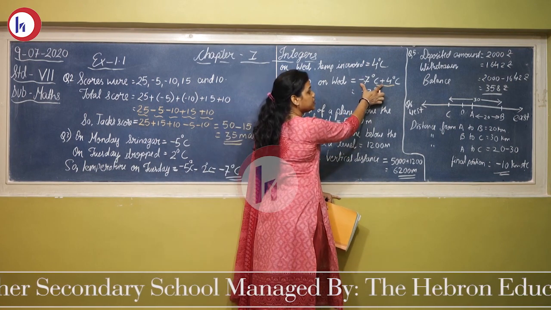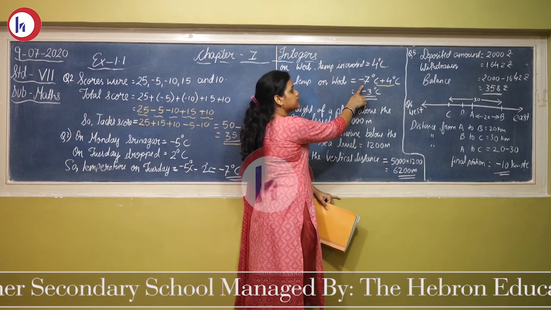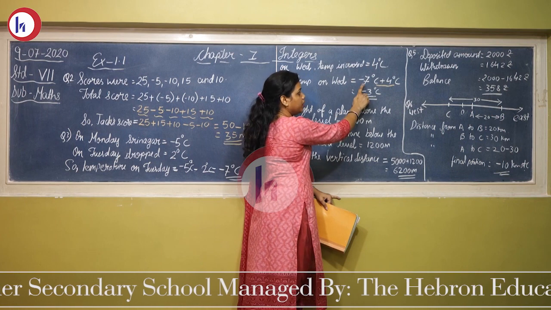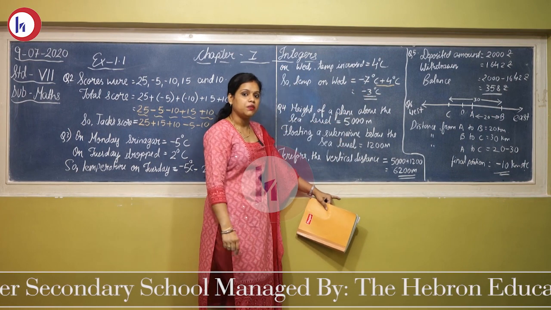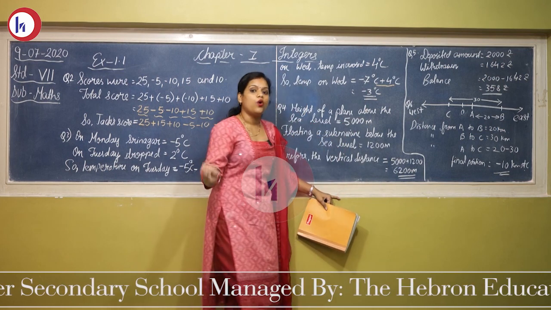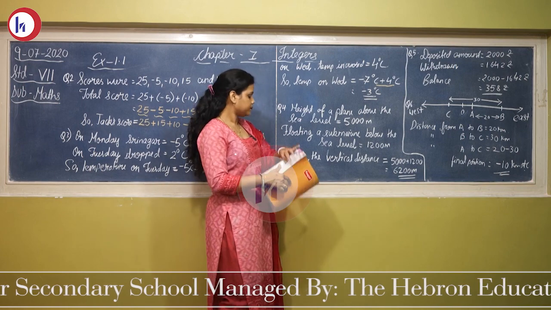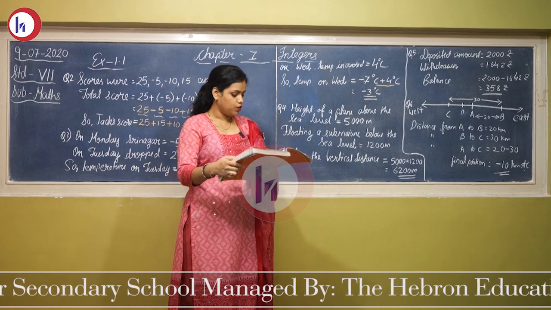How? Two integers with opposite signs, we subtract the integers with the sign of the greater number. So here our greater number is 7. 7 holds the minus sign, so our answer will also have the minus sign. So on Wednesday the temperature becomes minus 3 degrees C. Coming to our question number 4.